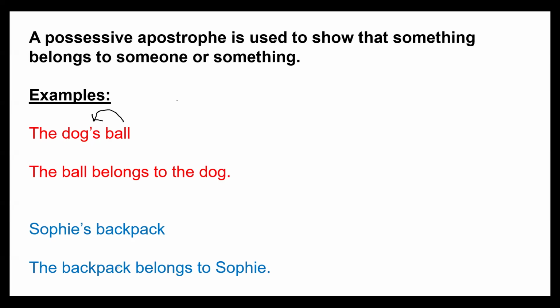And the next example says Sophie's backpack. And once again, the reason for the apostrophe is to show that the backpack belongs to Sophie. Therefore, we put the apostrophe to show possession, to show ownership. Okay? So just to say that one more time, this type of apostrophe, the possessive apostrophe, is used to show ownership, to show possession. It's used to show that something belongs to someone or something, okay?